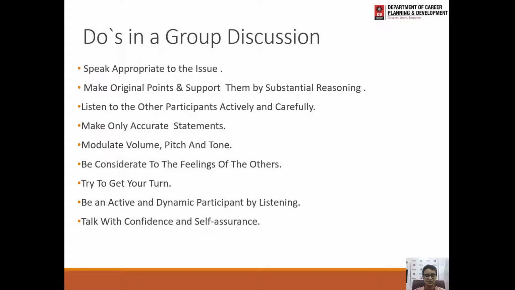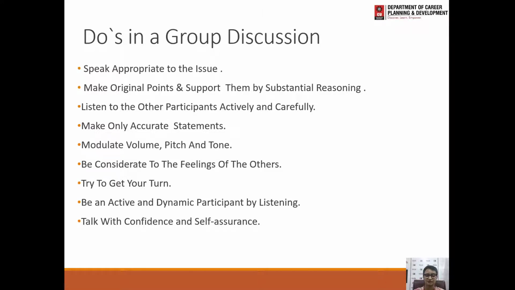Make only accurate statements. Make sure the statements shared by you are accurate. And modulation is very important. When we talk about modulation, not only in face-to-face group discussions, in fact, these days when group discussions are happening on a virtual or online platform, your volume, your pitch, and your tone play an important role. Whenever you are making a statement, there is always one particular idea or word which is more important in that sentence. If you put valid emphasis on that word, then the interviewer can hear what you actually want to express.